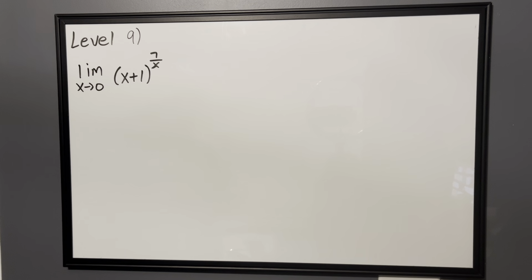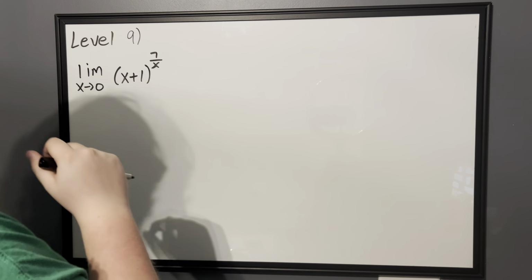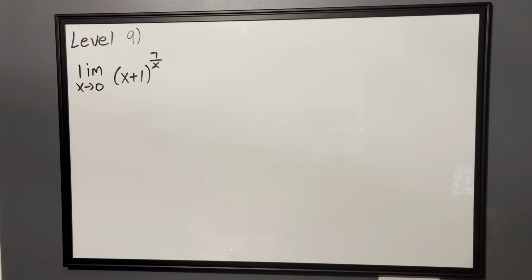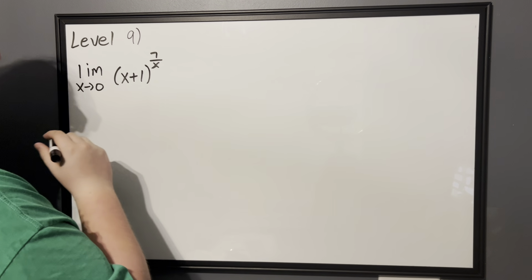So we're going to take the limit as x goes to 0 of x plus 1 to the 7 over x. Now, when we plug in 0 to this, we're going to end up getting 1 to the infinity. And 1 to the infinity is an indeterminate form. So in some way or another, we're going to need to manipulate this. So here's what we're going to do. We want to try to pull this 7 over x down.